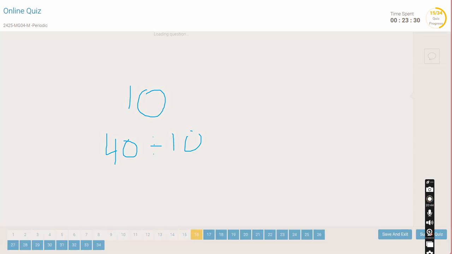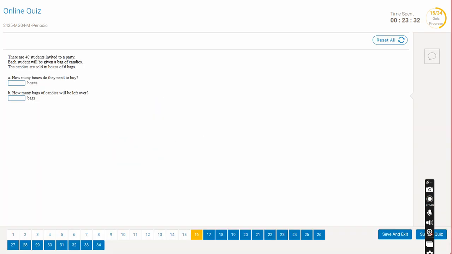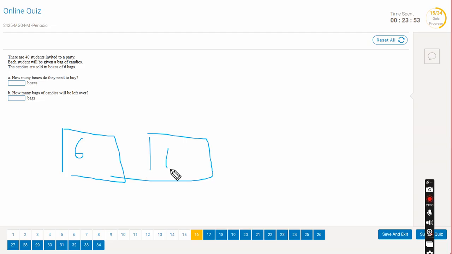Let's go to the next one. Here, there are 40 students invited to a party. Each student will be given a bag of candies. So 40 students, every student will get one bag of candy. The candies are sold in boxes, 6 bags. So in each box, let's draw it, there are going to be 6 bags, right? How many boxes do they need like these to actually have enough for all the students?